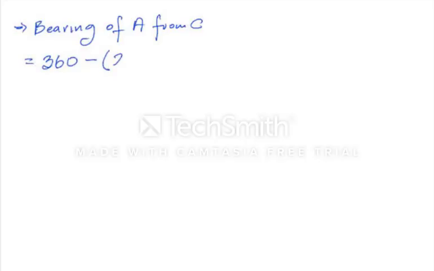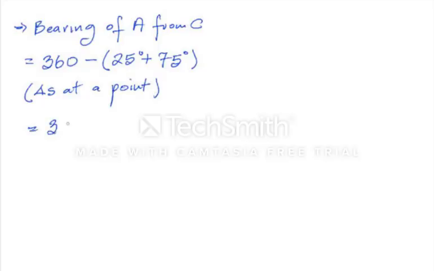Therefore, the bearing of A from C would be equal to 360 minus 25, which is beta, plus 75 degrees, which is gamma. And the reason for that is that these are angles at a point. So this would be equal to 360 minus 100. So the answer would be 260 degrees.